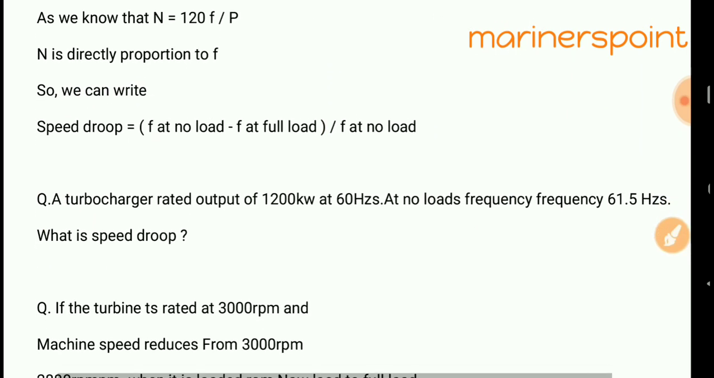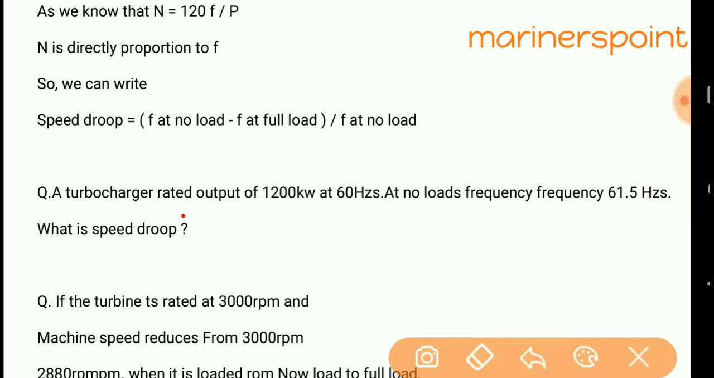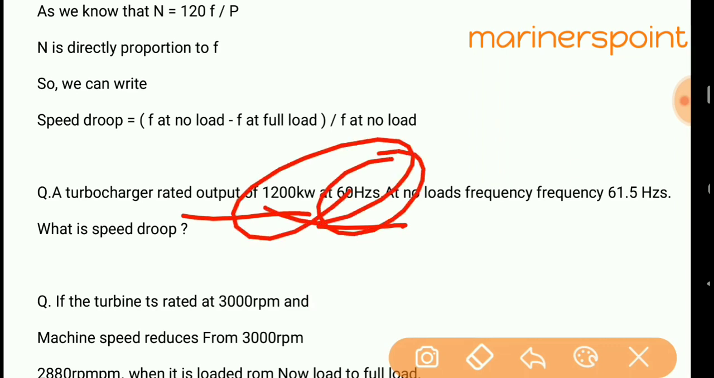One question is given: a turbocharger rated output 1200 kilowatt at frequency 60 Hz. Rated means no load, so your frequency will be like this. Now load is provided, then frequency is this. Load provided means full load, or frequency at some load. Then what is the speed droop?